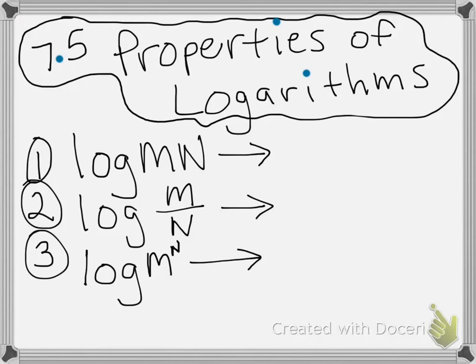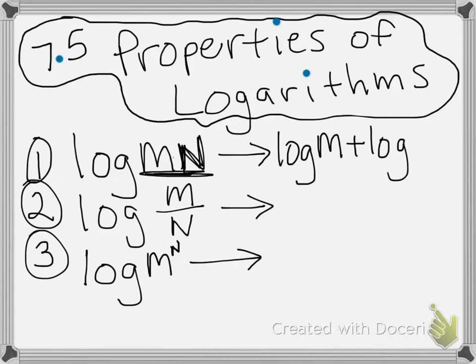The first property we have is if you have the logarithm of two things that are multiplied, so this is m times n, and that's an n, not a w, m times n. The properties of logarithms are going to be backwards from the properties of exponents, so this may look a little bit familiar. If I have log m times n, I can rewrite it as log m plus log n, because when you multiply with exponents, you add the exponents.